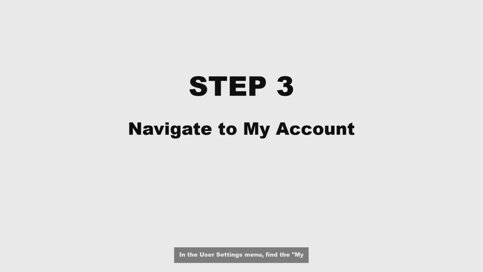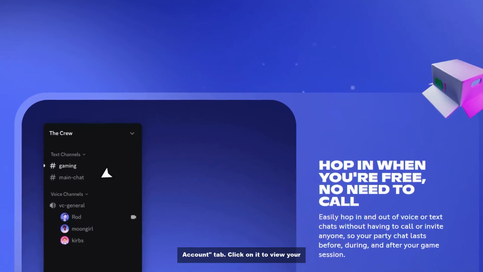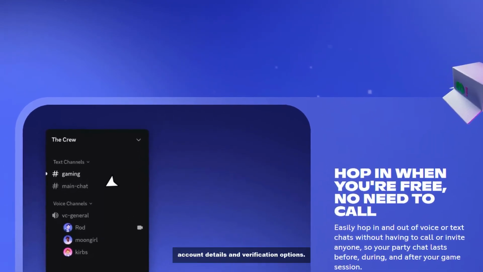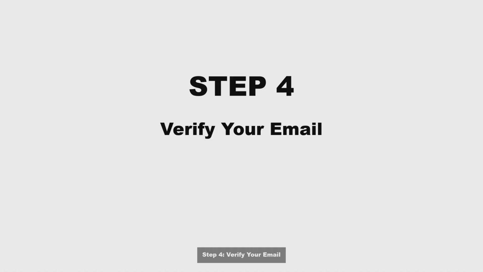Step 3. Navigate to My Account. In the user settings menu, find the My Account tab. Click on it to view your account details and verification options.